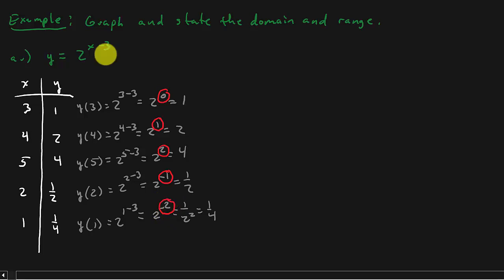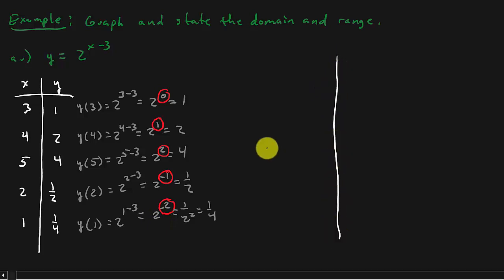So sometimes, depending on what your exponent is, you may have to choose your x values. You may not be able to choose 0, 1, 2, negative 1, negative 2. You choose your x values so that your exponents come out to be 0, 1, 2, negative 1, negative 2. Okay, I hope that makes sense.